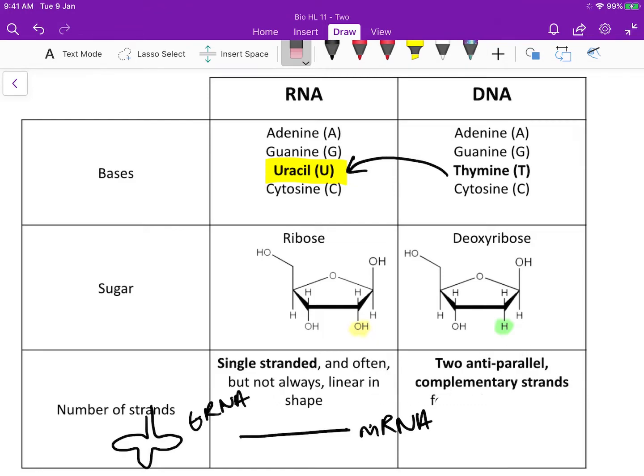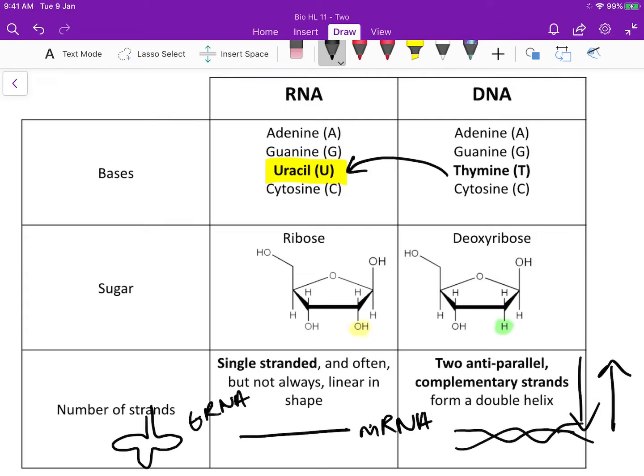For DNA, it is 2, and we're going to use this term antiparallel. It's antiparallel because it's like the road system. We have one road running one way and one road running the other way, but you always drive on the left-hand side. And so that's the same for DNA. We've got 2 opposite directions that we could look at. And it forms this double-stranded helix because it turns.